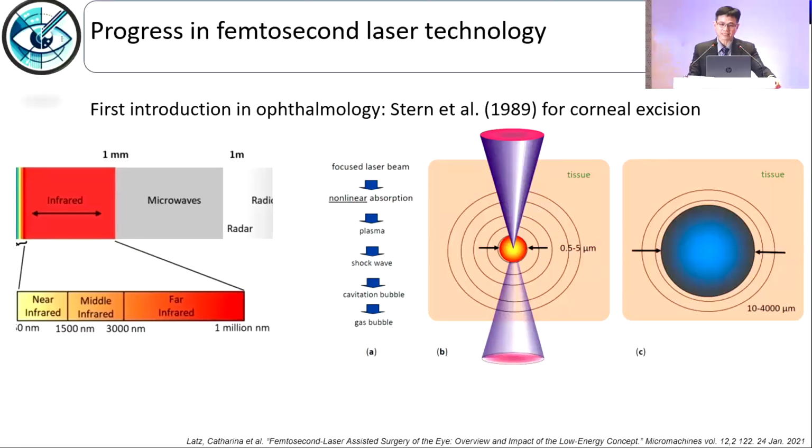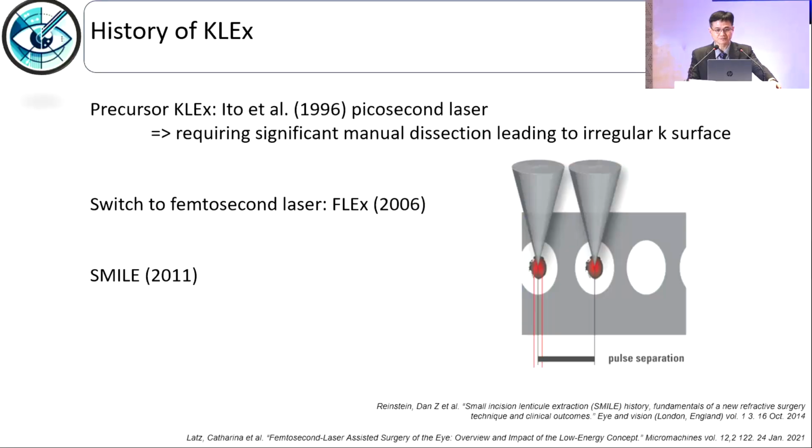Let's go back to 1989. At that time, Stanley took advantage of ultrafast waves that create the cavitation bubble to dissect the corneal tissue. Then in 1996, Ito et al. used the picosecond laser, but at that time it still required significant manual dissection, leading to an irregular corneal surface. Later on, this issue was resolved by the use of the femtosecond laser.